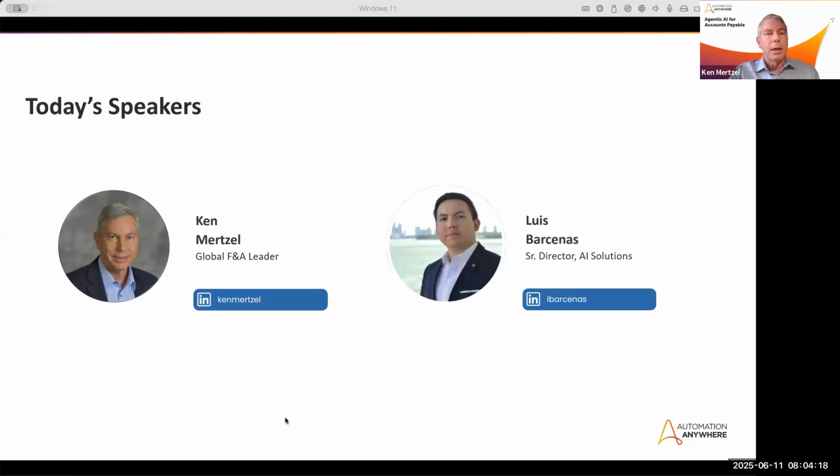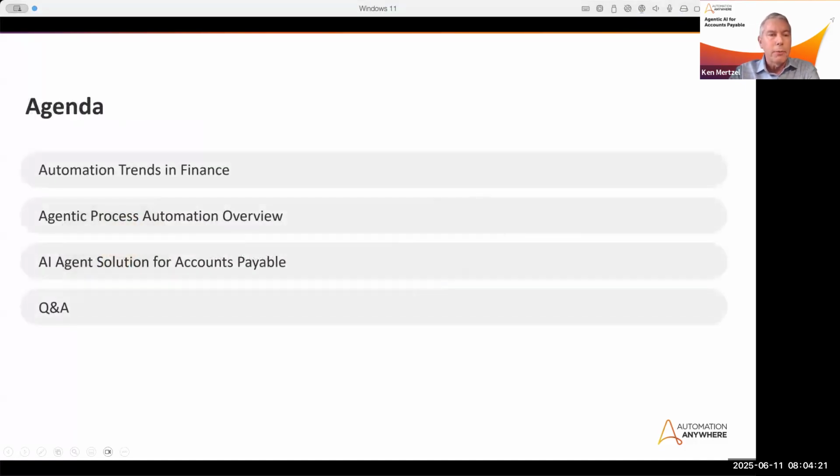So if we go to the next slide, today I just wanted to briefly talk about some general trends in finance automation, and then we'll go into a brief overview of agentic process automation, just so you understand the technology driving our primary focus, which is going to be our AI agent solution for accounts payable. And as Jamie mentioned, please do throughout the presentation enter your questions in Q&A, and we'll definitely get to them by the end.